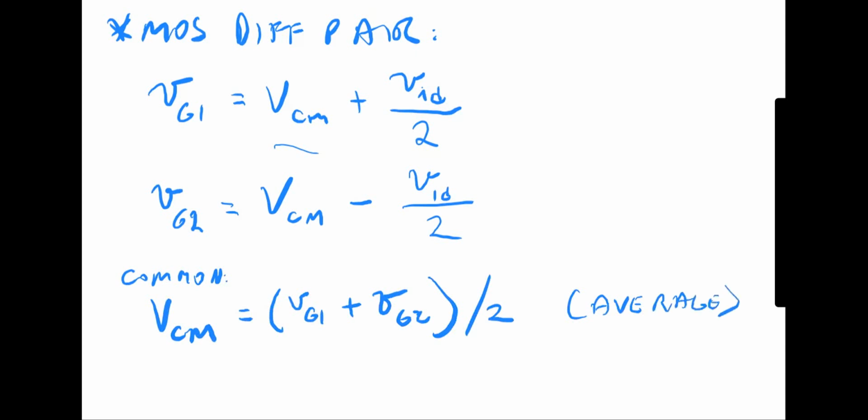And then the actual differential input, as I said, we get if we take the absolute value of the difference of the voltages at the gates. So it really doesn't matter which one we subtract from which. That's what we would define as our differential input.